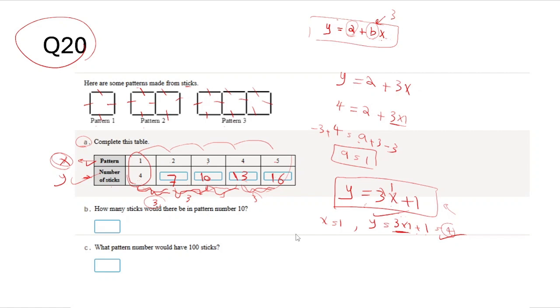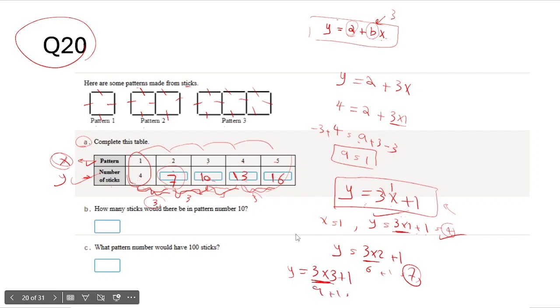Let's take the second result here. Let's substitute x by 2 in the same equation. So y will be equal to 3 multiplied by 2 plus 1. 3 multiplied by 2 is 6, plus 1 will be equal to 7, so y equals 7. Let's take the third result here. Let's substitute x by 3. So y will be equal to 3 multiplied by 3 plus 1. 3 multiplied by 3 is 9, plus 1 equals 10, which is y. That means this equation is the right equation for this table.